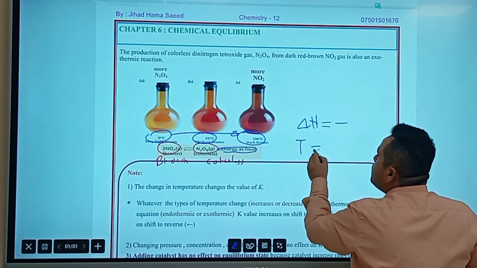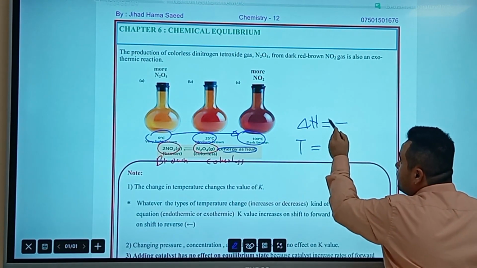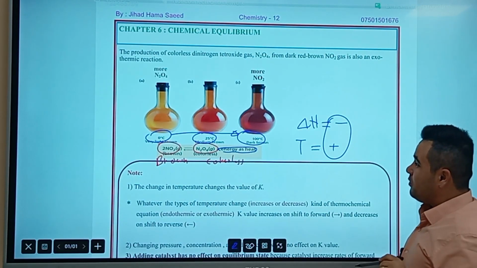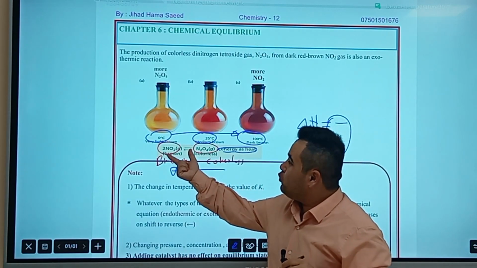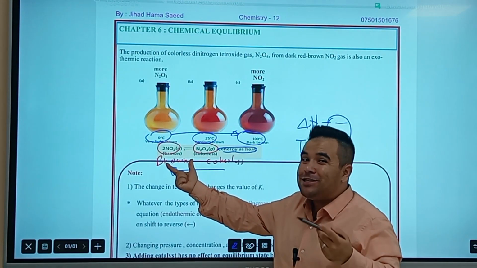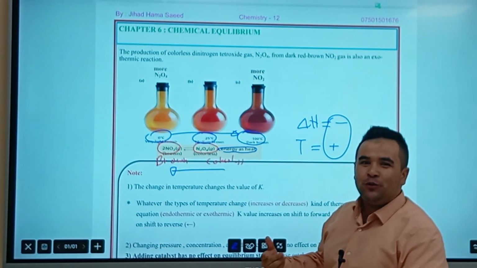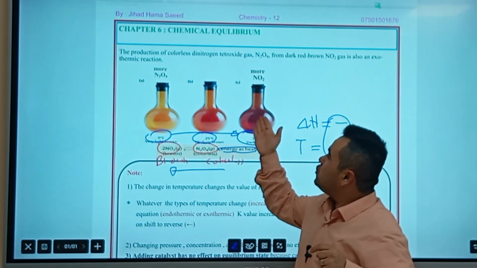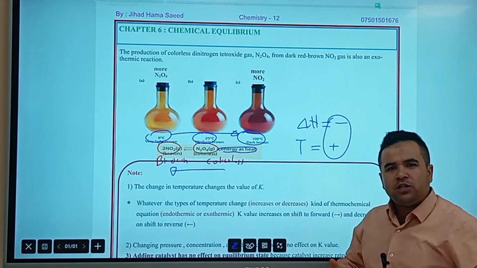Increasing temperature means positive. These two are opposite, so the reaction shifts toward the reverse direction. As it shifts toward the reverse, what will be formed more? The nitrogen dioxide. What's the color of nitrogen dioxide? Brown, and that's why increasing temperature increases the brown color in the container. Decreasing temperature, the brown becomes fainter and becomes colorless.